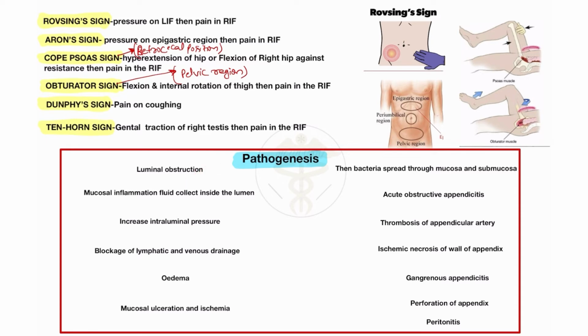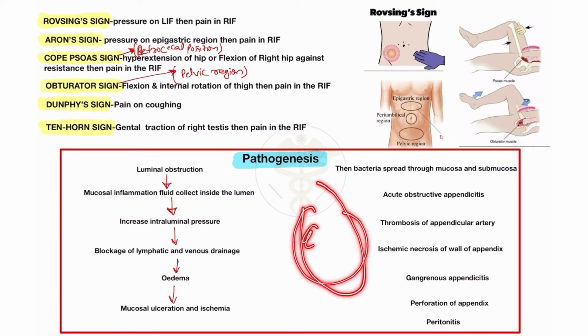Then after obstruction you will see mucosal inflammation due to fluid collected inside the lumen. So inflammation of the mucosa. After that you will see an increase in the intraluminal pressure, because of the fluid collected inside the lumen, so pressure increases inside the appendix. When fluid accumulates, inflammation occurs and also irritates the appendix. So the intraluminal pressure of the appendix increases.